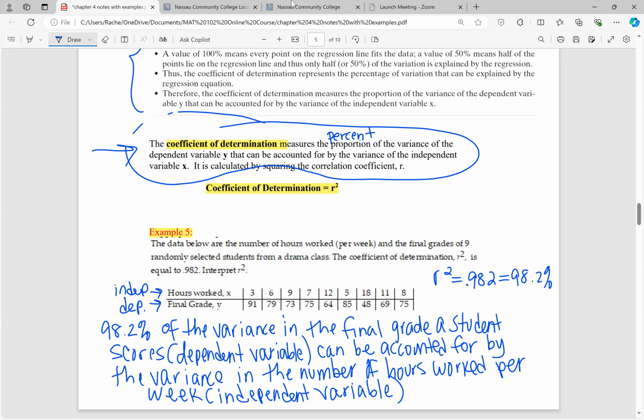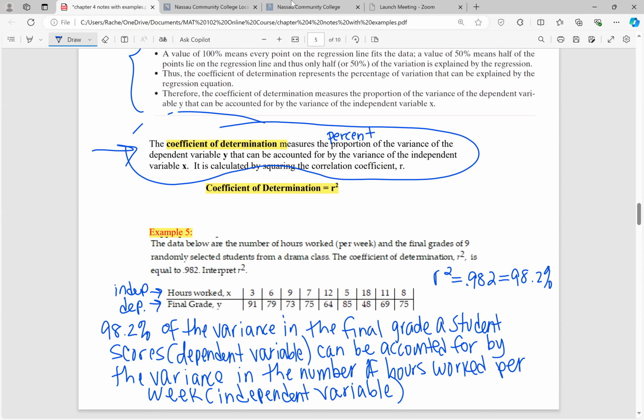So we say that 98.2% of the variance in the final grade a student scores, which is the dependent variable. If we look at the final grades, there's variability within the grades, right? This can be accounted for by the variability or the variance in the number of hours that a student works per week, which is the independent variable. We can also think of this in another way too.